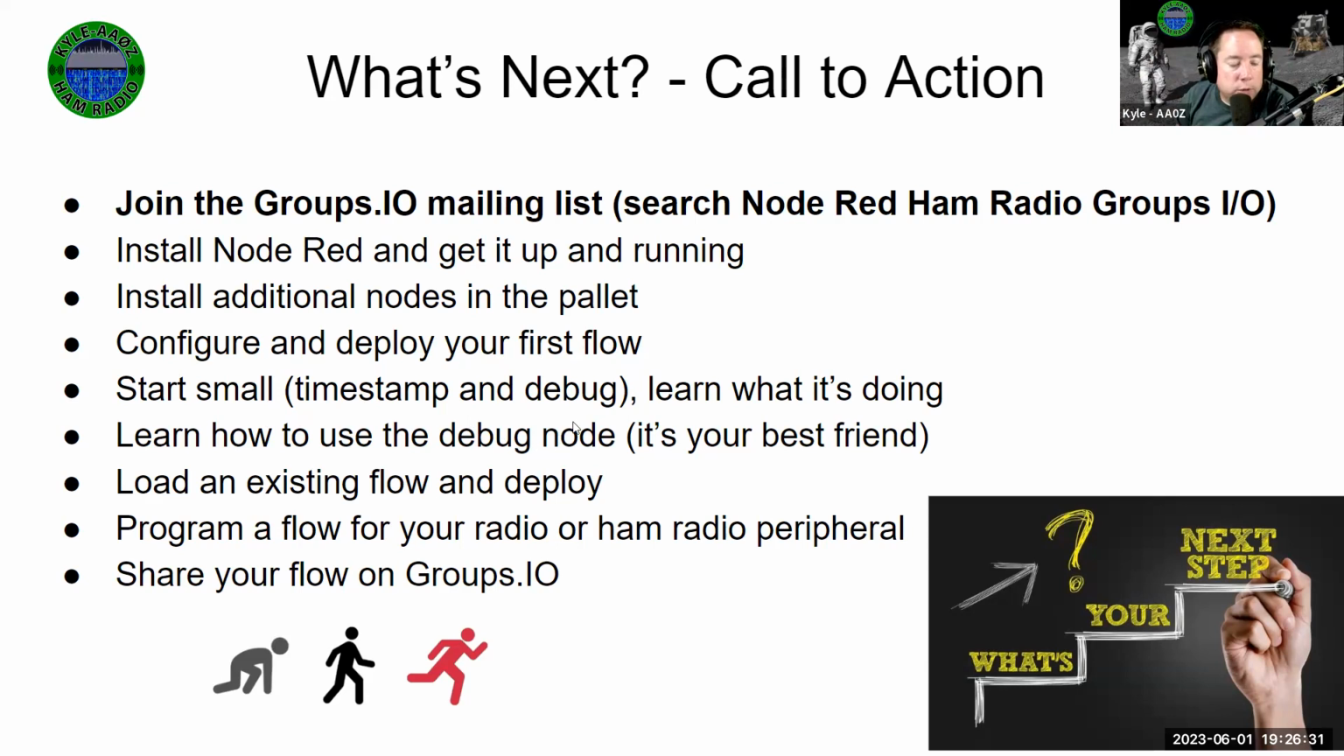Learn how to use the debug node. It's your best friend. I don't know how many times the debug node has got me out of trouble. Program a flow on your radio. Start with just one thing and get that up to speed, and then add an amp or add another flow and get that up to speed. And then also share your flows on Groups IO. We're trying to get everyone to put their flows out on the groups to help promote and get people thinking.